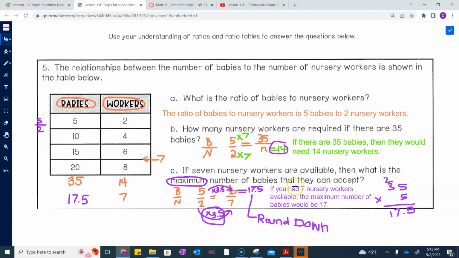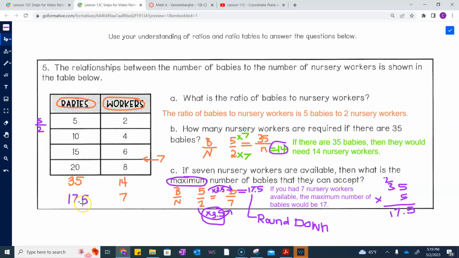Our scale factors are not always going to be pretty whole numbers. Sometimes you're going to have to think a little harder. 7 divided by 2 is 3.5. That's what I multiply 2 by to get 7. That's what I'm going to multiply 5 by, and I get 17.5. But that answer doesn't really make sense because you can't have half a baby.